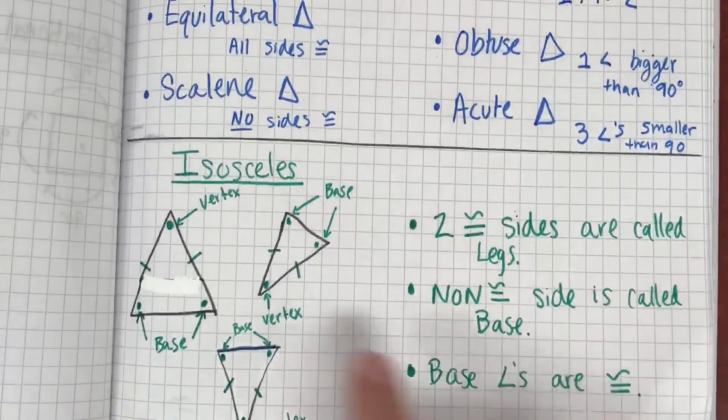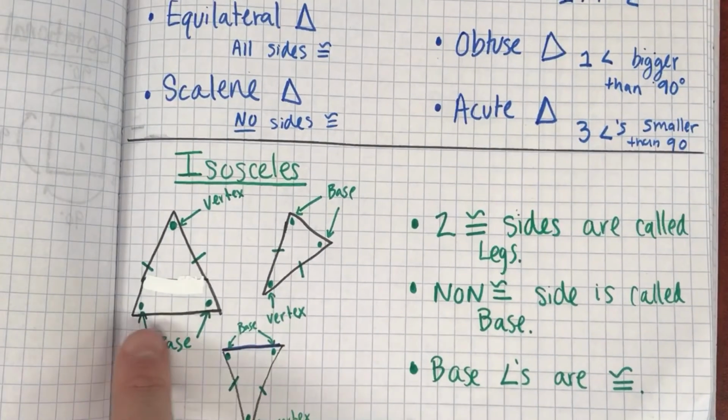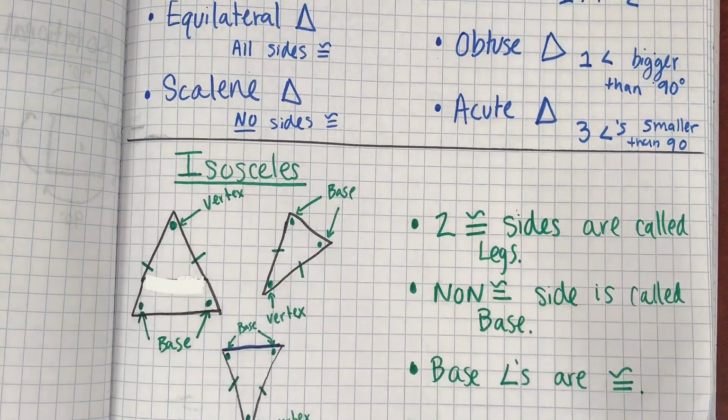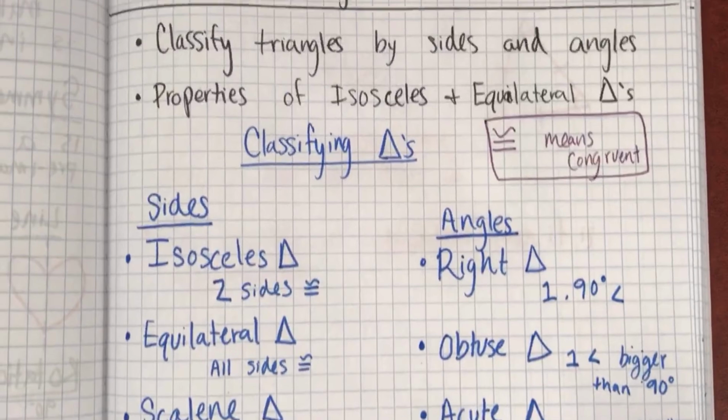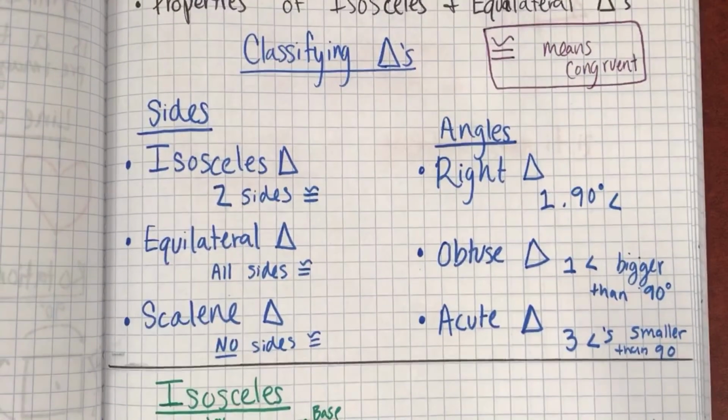Isosceles, two sides are the same, and the two base angles are equal. All right, so this was just our short video over classifying triangles.